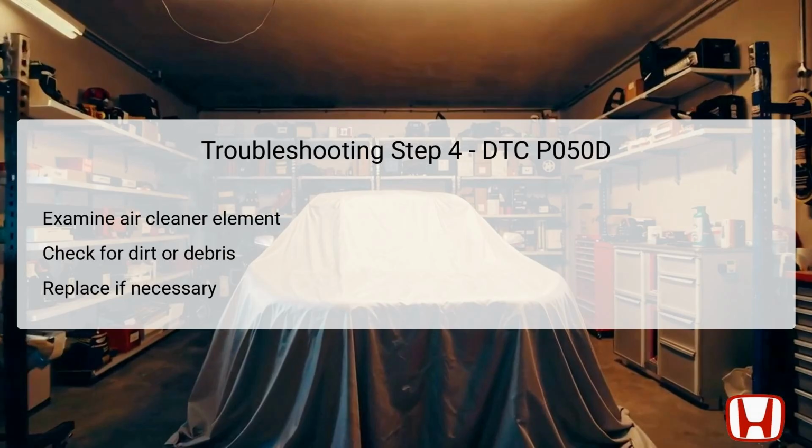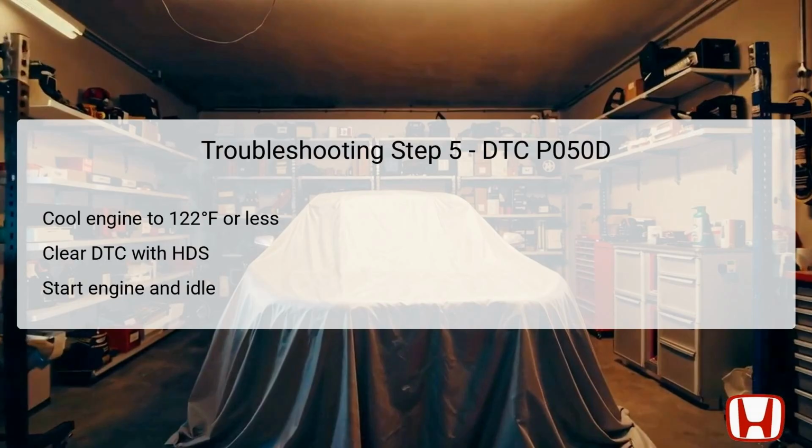If the examination reveals that the air cleaner element is indeed dirty, it must be replaced with a new unit. If the air cleaner element is clean, the technician can move forward to the next step in the troubleshooting process to identify further issues. The fifth step requires letting the engine cool until the value of ECT sensor 1 reads 122 degrees Fahrenheit, 50 degrees Celsius, or less. This ensures that the conditions simulate a true cold start.